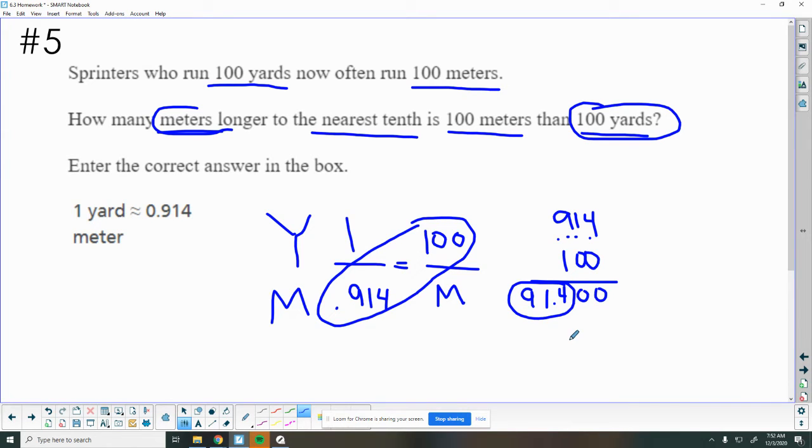So now I asked how much longer. So how much more? So we need to subtract. So 100 meters minus 91.4 meters. Remember, we need to line up our decimals, and the decimal in 100 is at the end. So we'll subtract here. Don't forget to borrow because you can't do 0 minus 4. And see how much longer 100 meters is than 100 yards.